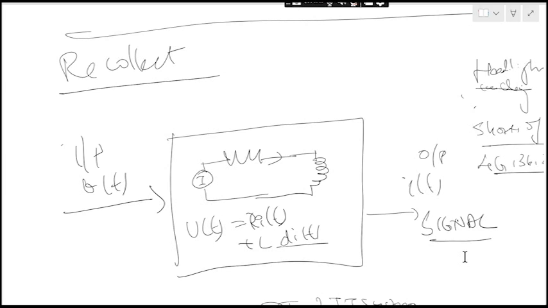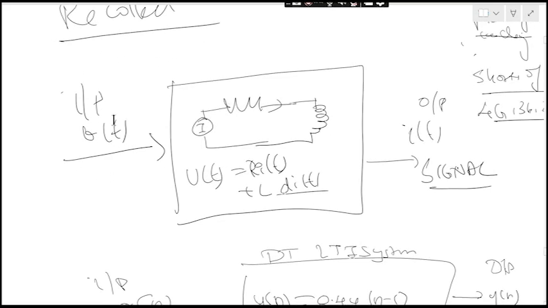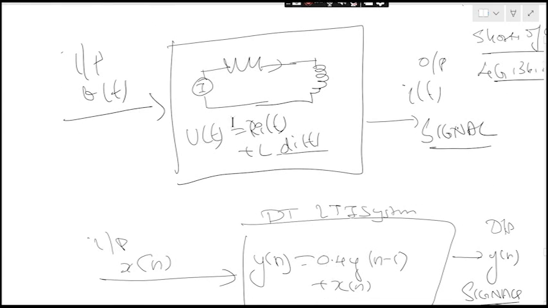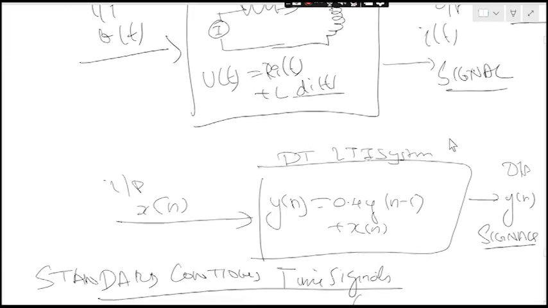Hello guys, so we are continuing a new video. So recollect, its input we are giving this. This is the circuit, v(t) equal to R i(t). So L times d i(t)/dt divided by v(t) is the equation, and we are giving i of t as output for the signal.